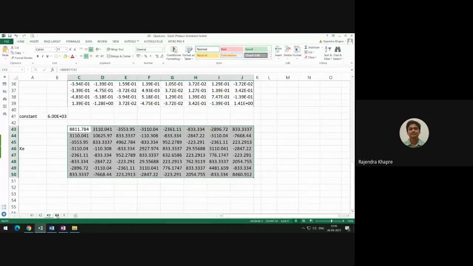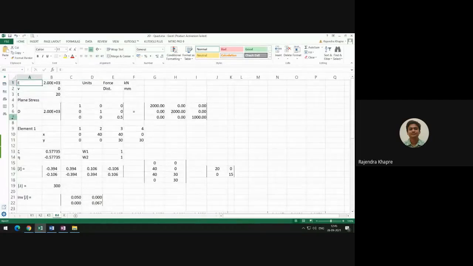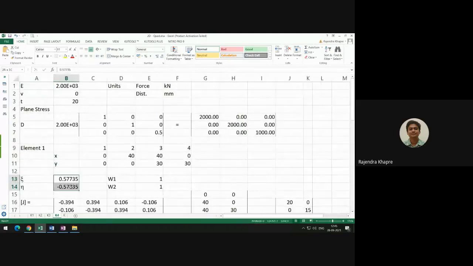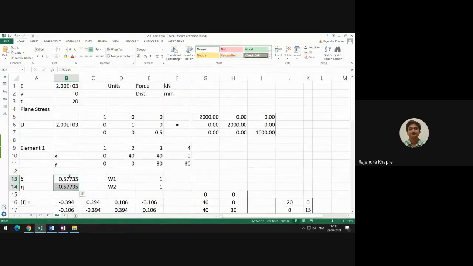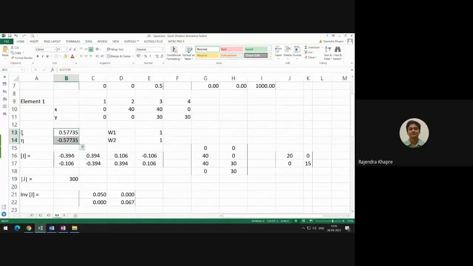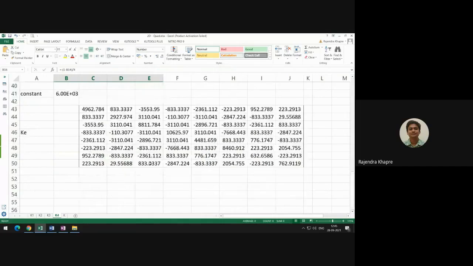Okay. Now K4. Now in K4, you have to change the xi and eta value again. So in this K4, the xi value is positive and the eta value is negative. So this is nothing but your fourth point of integration. Again, since the xi and eta values are changed, this will change, and accordingly everything is going to get changed.